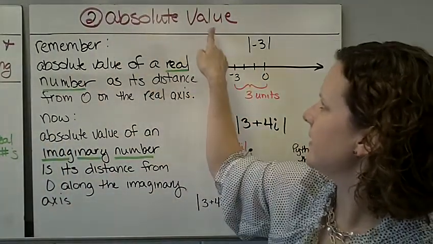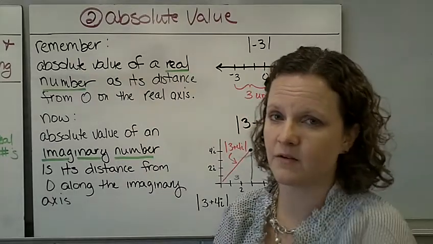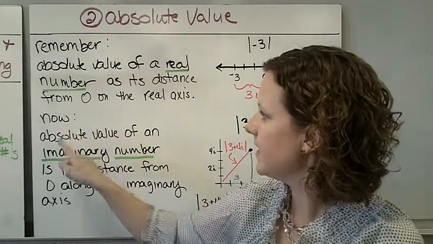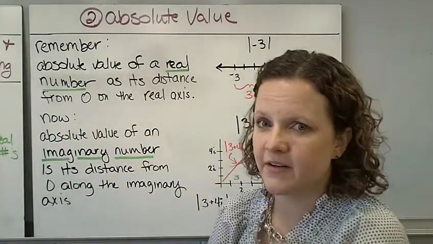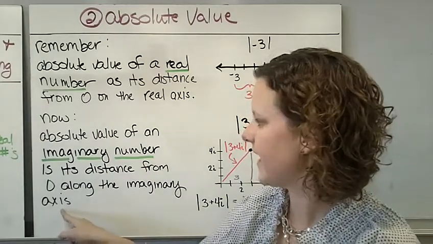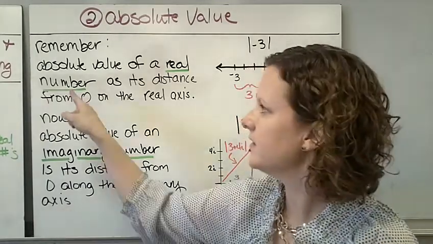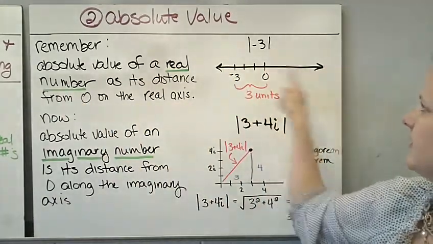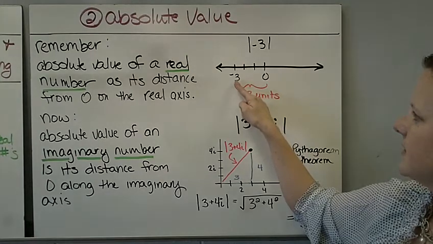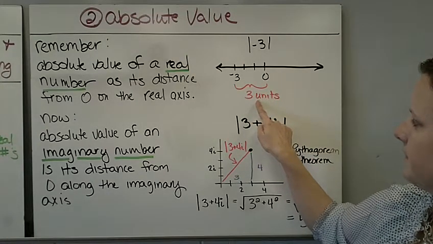Okay, absolute value. Remember, absolute value of a real number is its distance from 0. Now, the absolute value of an imaginary number is its distance from 0 along the imaginary axis. So it's a little different, where the real number was just the number line. So if we had the absolute value of -3, the distance -3 is from 0 is 3 units. So the absolute value is 3.